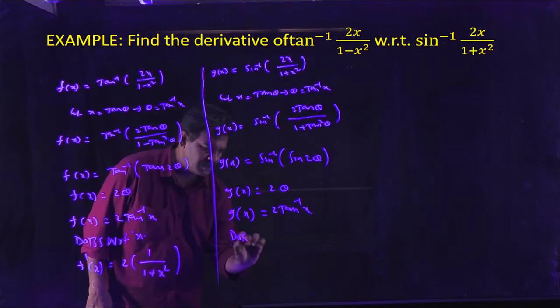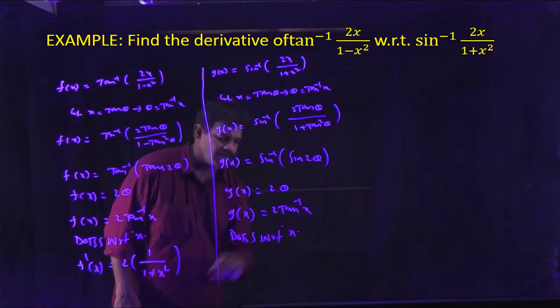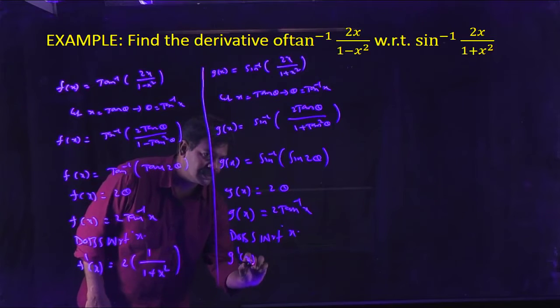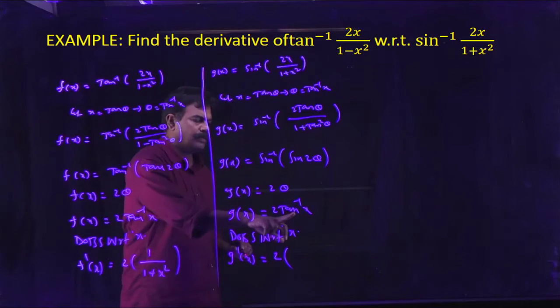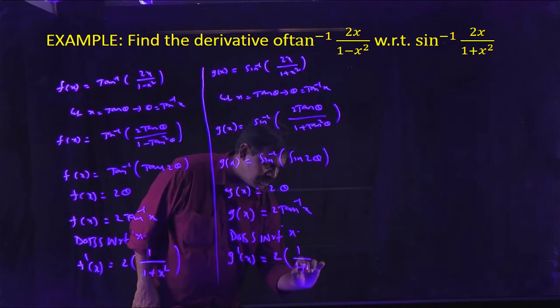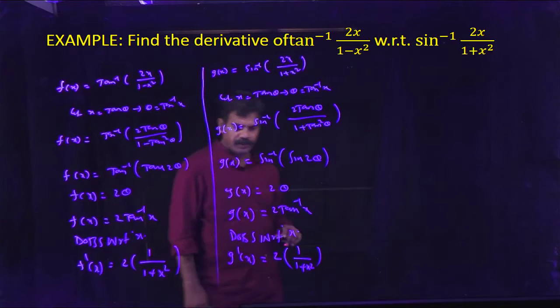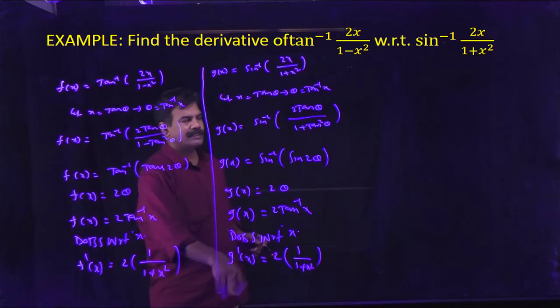Now differentiating on both sides with respect to x. So the derivative of g of x, g dash x, is equal to 2 into the derivative of tan inverse x, which we know very well is 1 by 1 plus x square, already written in f dash x. So now we get f dash x and g dash x.